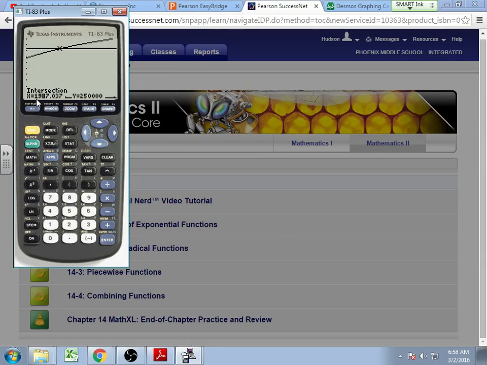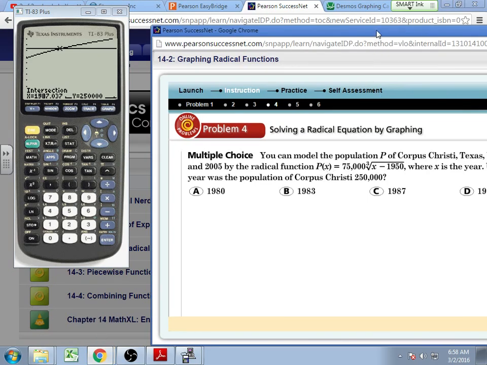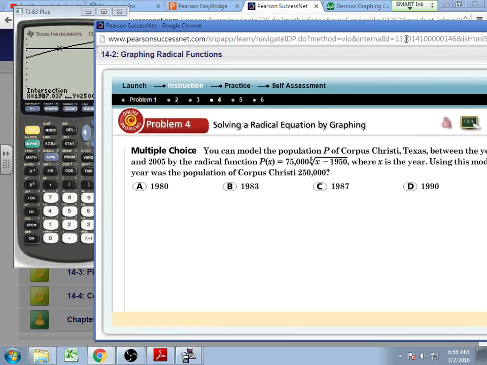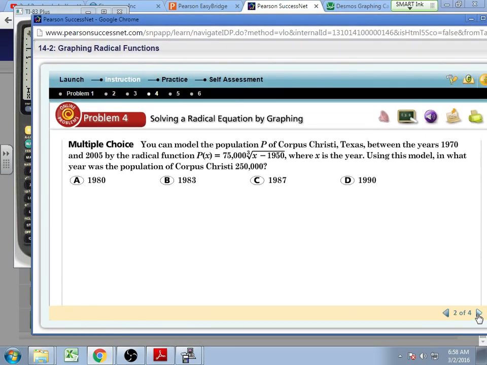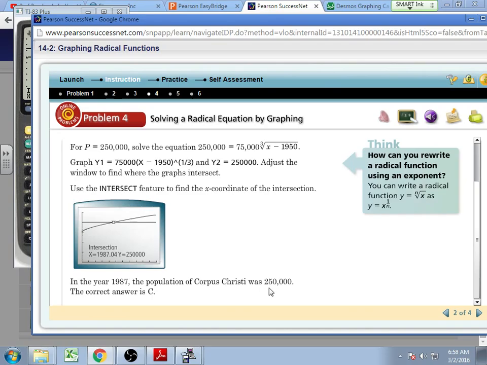What you should see is that your X value is 1987 and your Y value should be exactly on that 250,000 that we plotted. So in the year 1987, which hopefully matches what Pearson had, is what we found out is when the population would equal that. And we see 1987. So what we did is correct. So again, be careful with the window. You always got to make sure that you can actually see the function that you want. And sometimes it takes a little bit of playing around.